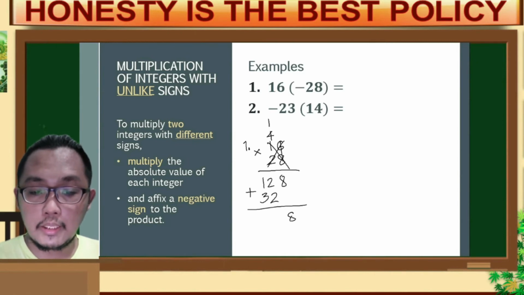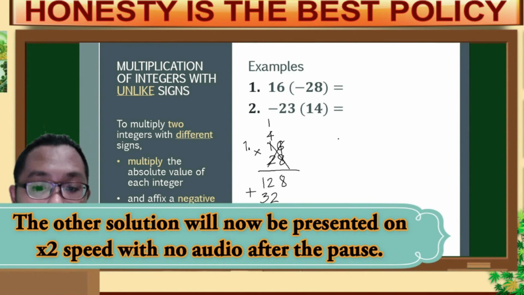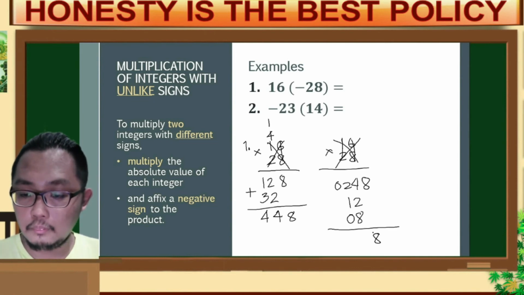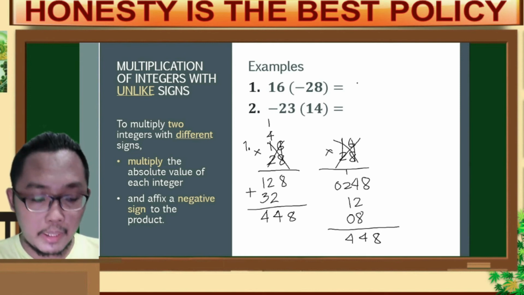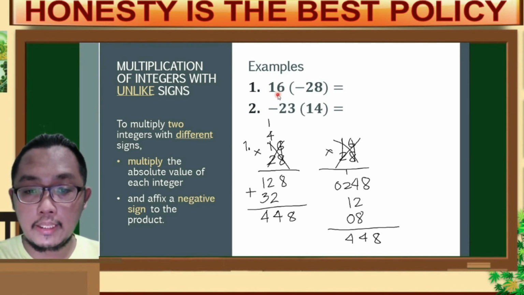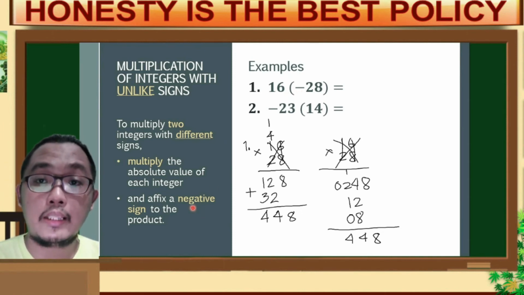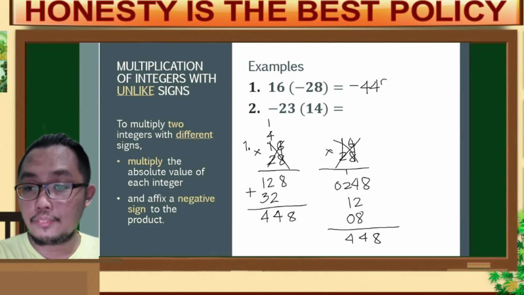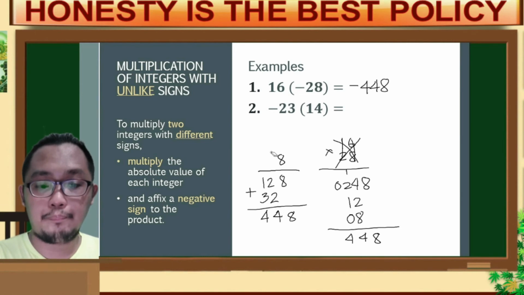Adding all these numbers together, okay, so we have the same number of 448. So based on the rule, since we have different signs, one is positive, the other is negative, the product will take a negative sign. So we write negative 448 for our final answer. And let us have the next one.